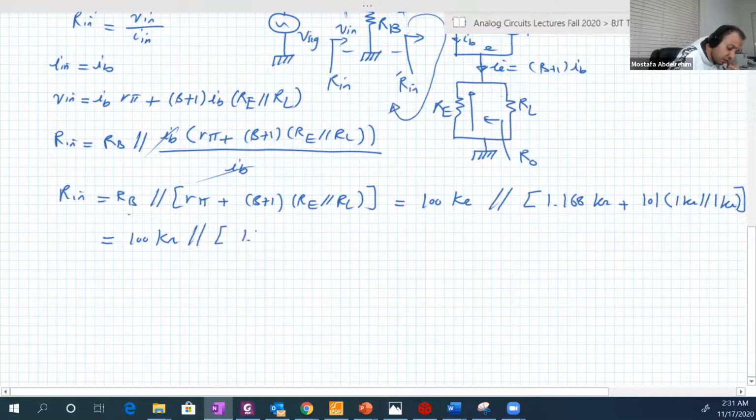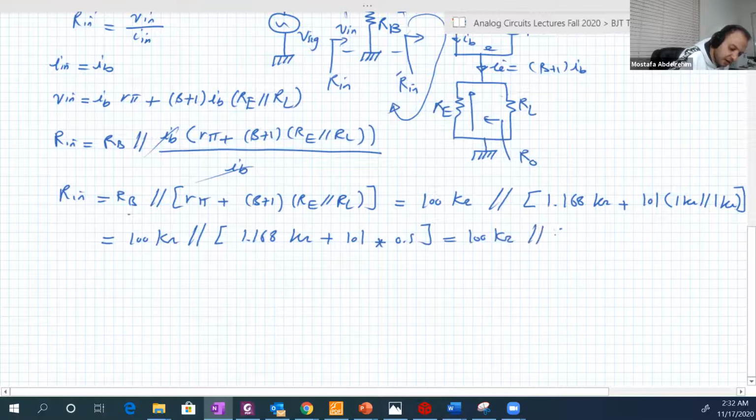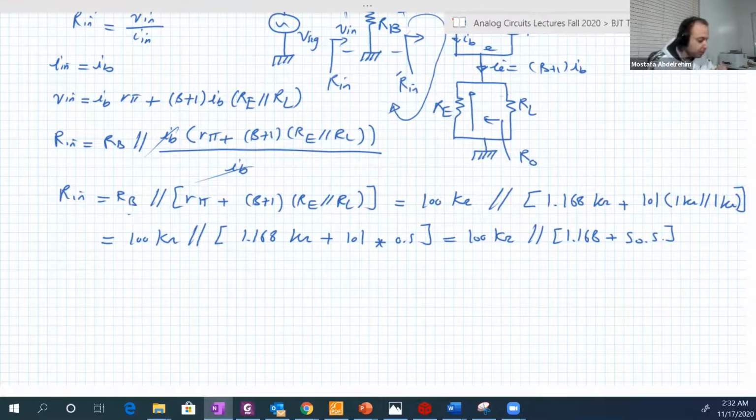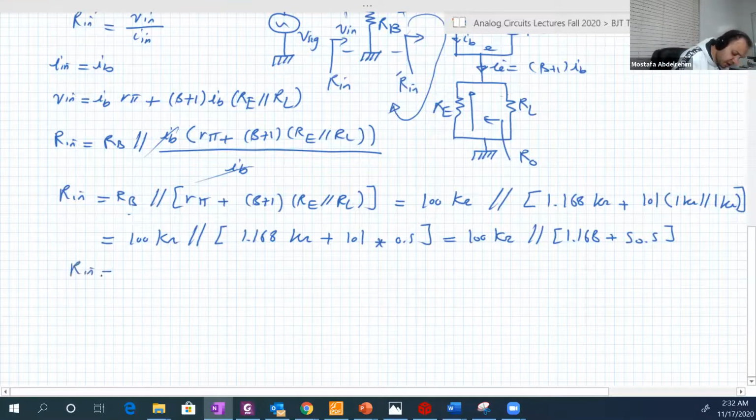This is equal to 100 kilo ohm parallel 1168 kilo ohm plus 101 multiplied by half. So this is 100 kilo ohm parallel 1168 plus 50.5. So it's 100 kilo ohm approximately parallel to 50, something like 51 kilo ohms. So if we did the math, our input is 33.84 kilo ohms.